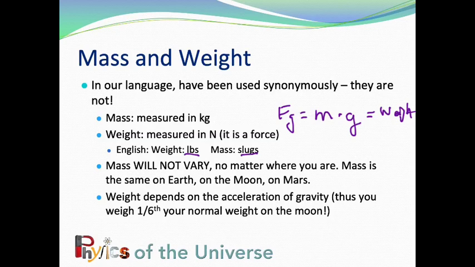Mass is not going to vary no matter where you are. So your mass is the same on Earth as it is on the Moon, as it is on Mars, as it is flying through space. But your weight, because your weight is a product of your mass and the gravity acceleration of where you are, that is going to vary. Because here on Earth, gravity is 9.8. Up on the Moon, it's 1/6 that. Out on Mars, I don't know what it is, but it's not g. So your weight will vary, your mass never will.